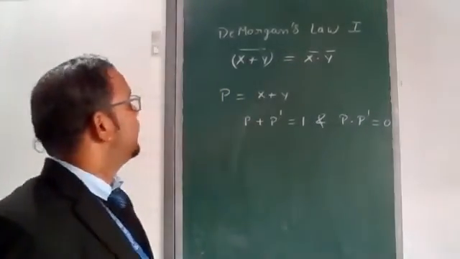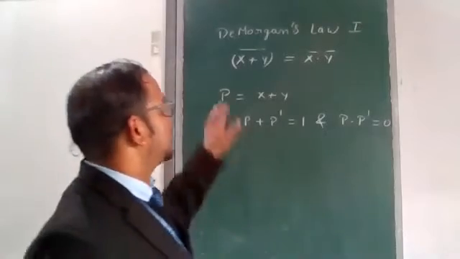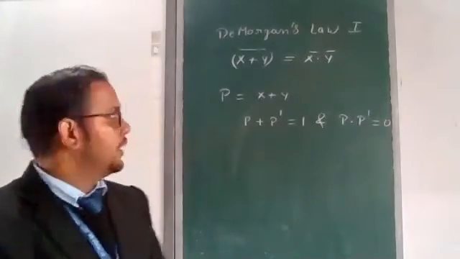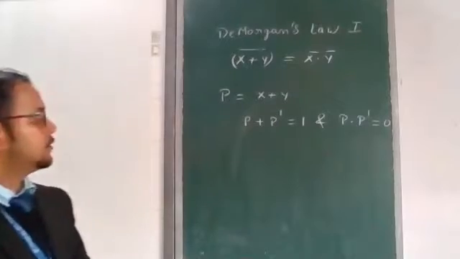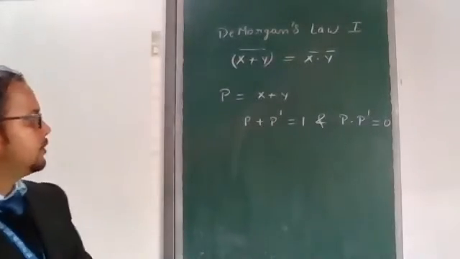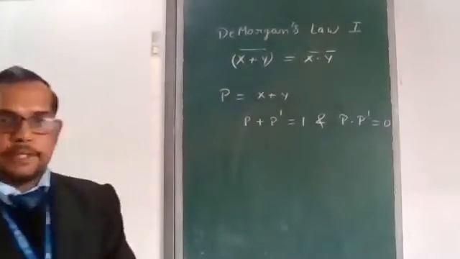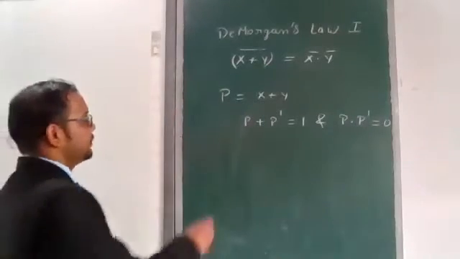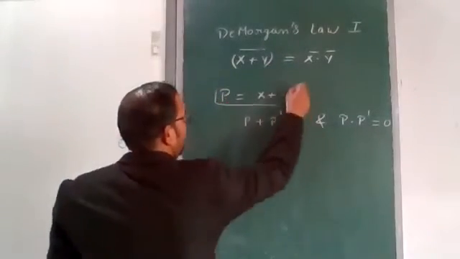Look at this. De Morgan's first law: (x plus y) the whole complement equals x complement dot y complement. This is De Morgan's first theorem. Let us suppose one expression p equals x plus y.